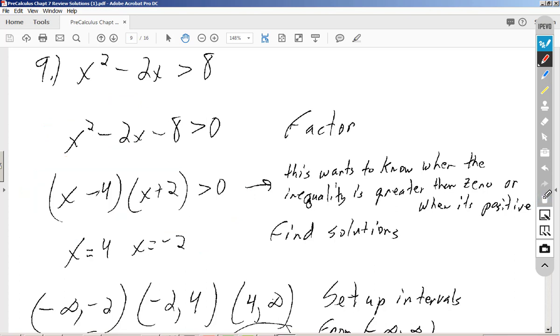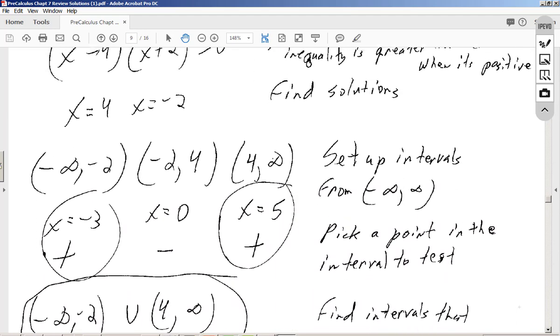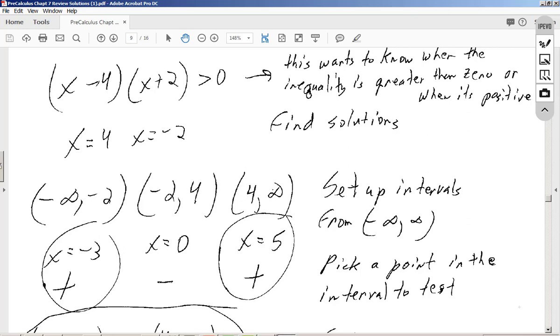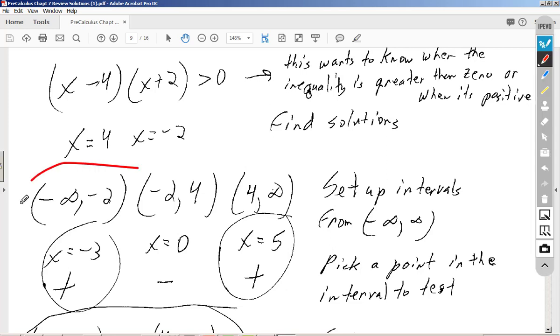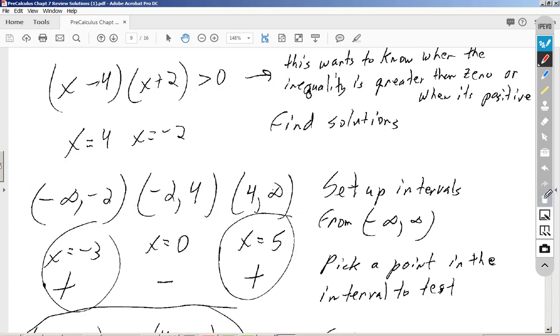Once you find your solutions, you're going to set up your intervals from negative infinity to positive infinity. You're going from left to right, so smallest to biggest. So I start off with negative infinity, and I go to negative 2. Notice they're both parentheses since this is not equal to. And I go from negative 2 to 4, and I go from 4 to infinity. So I just choose some points in each one of my intervals, and I'm going to test to see whether they're positive or negative.